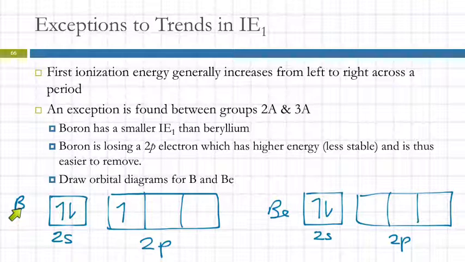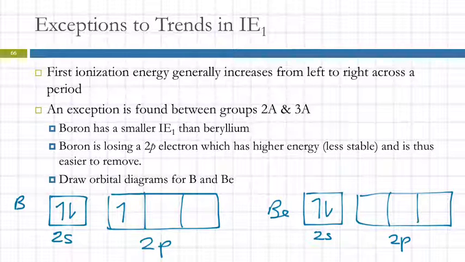So when we're removing an electron from boron, it's this 2p electron. Remember, because of electron interactions and shielding and penetration and all that stuff, the 2p sublevel is higher in energy than the 2s sublevel. So taking this electron away requires less energy than taking one of these electrons away.